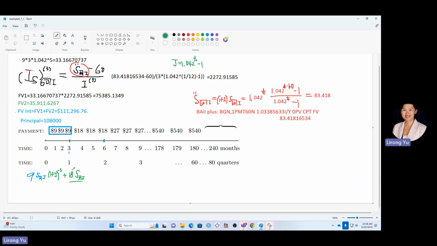If you look at this 18 times S3j, that is the total value at time 6. But we want to find the present value of these three payments, and that will be from time 6. So then it has to be 1 plus j to the power of -6. So I'm trying to look at this payment.